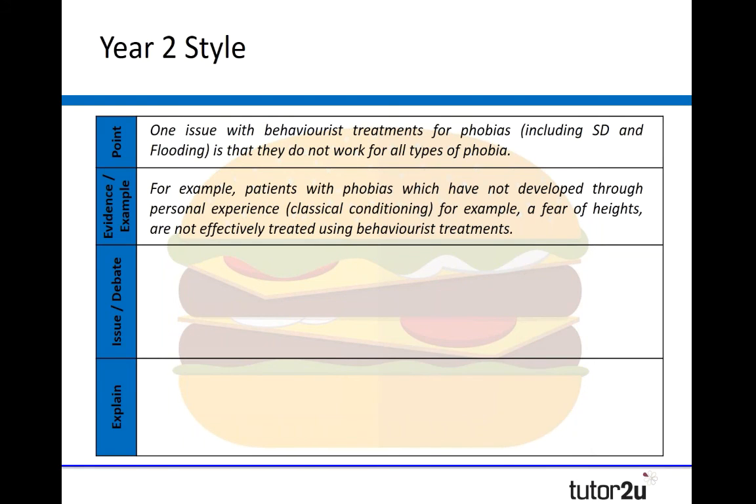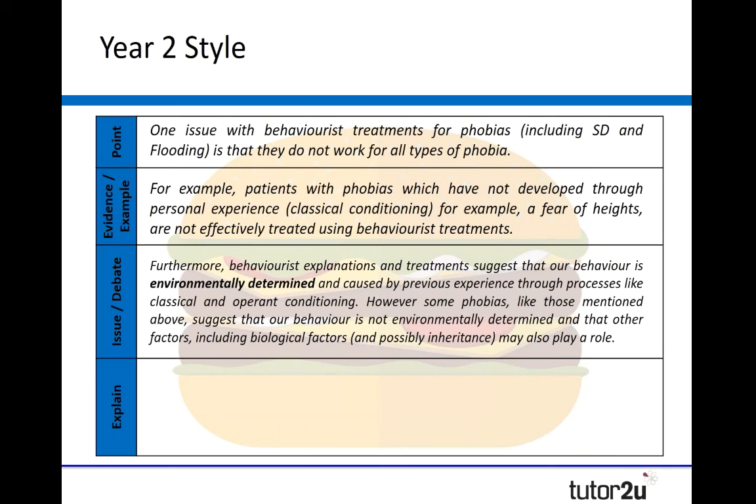That comes back to the point I think Adam made earlier about, is it quality over quantity? And it absolutely is. Because if you can get your students to bring in that idea of environmental determinism here, you could add a nice point in like this. Furthermore, behaviourist explanations and treatments suggest that our behaviour is environmentally determined and caused by previous experience through things like classical and operant conditioning. However, some phobias, like those mentioned above, suggest that behaviour is not environmentally determined and there are other factors, possibly biological or inheritance, that might play a role.